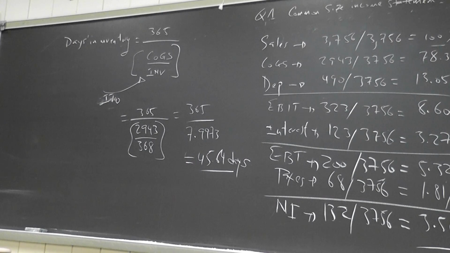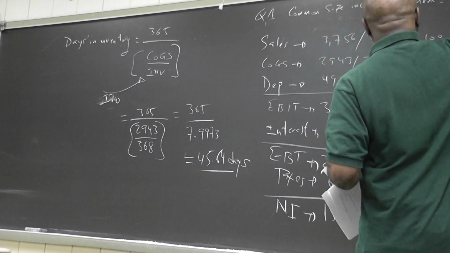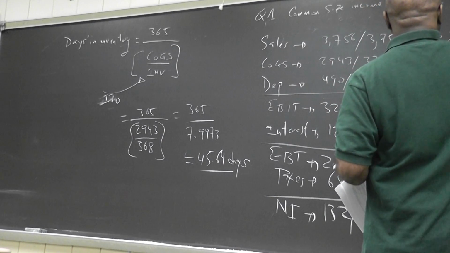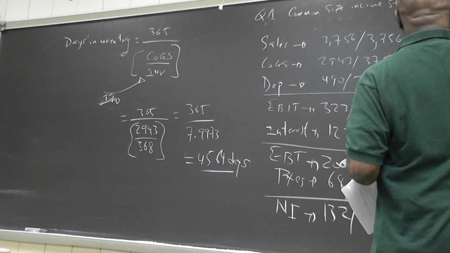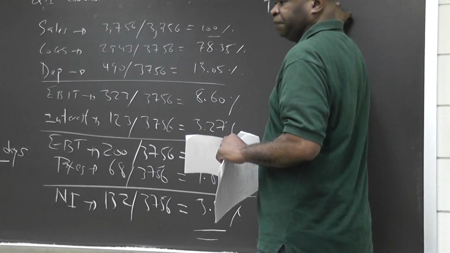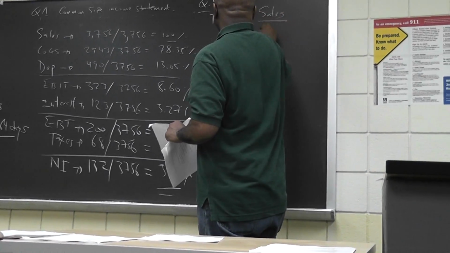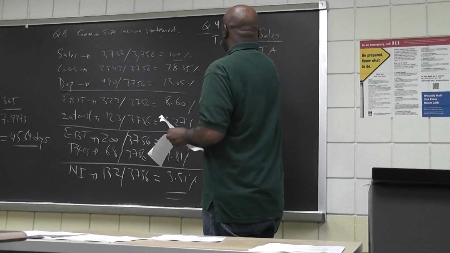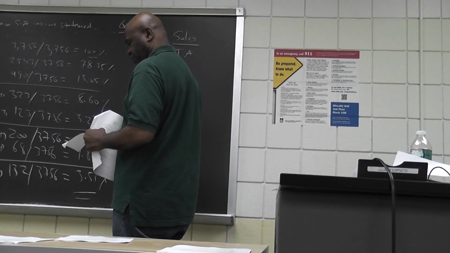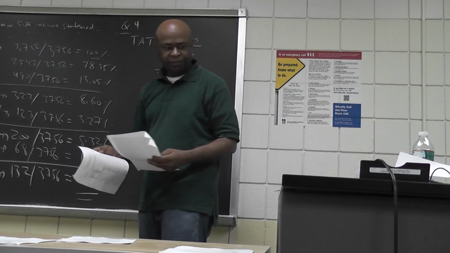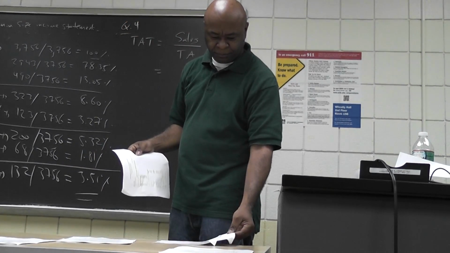Now, what is the total asset turnover for this firm in 2012? Is that question 4? Yeah. So that is going to be sales over total assets. Now, we know that sales here are 3,756 from the block.